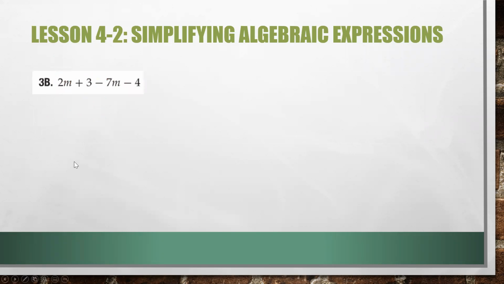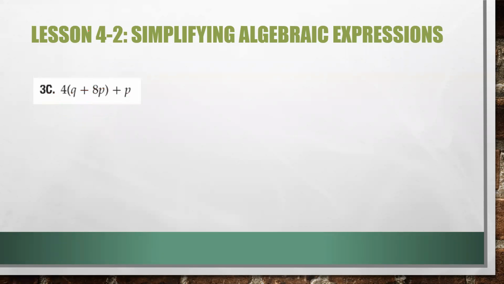Okay. Now here we have 2m minus 7m. So 2m minus 7m, that's going to be negative 5m. Okay, so it's very important to pay attention to the operation symbol in front of the term. And then we have plus 3 minus 4. So 3 minus 4 is negative 1. So there's no more parentheses, there are no more like terms, so this is as far as we can go. Negative 5m minus 1 is the simplified version of that expression.